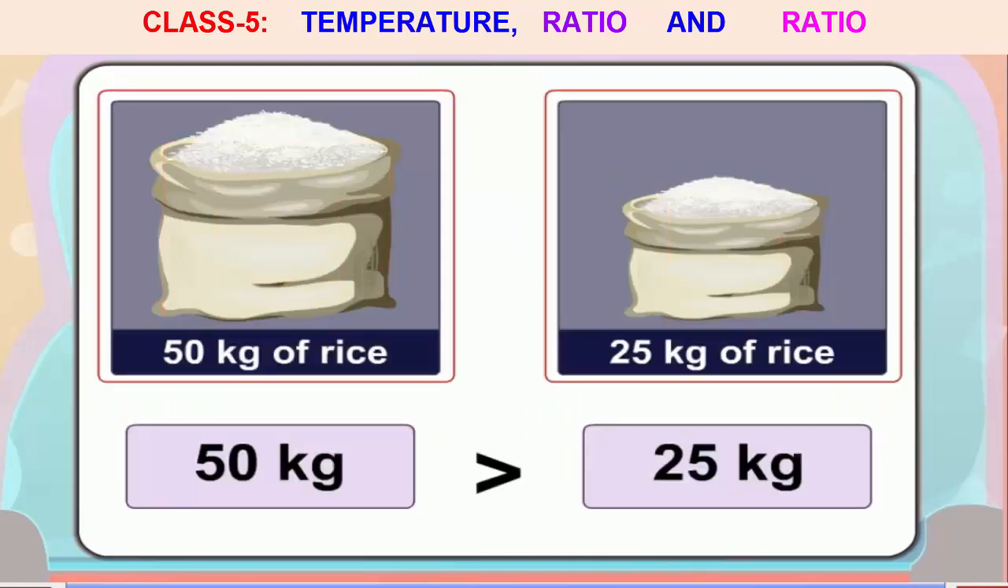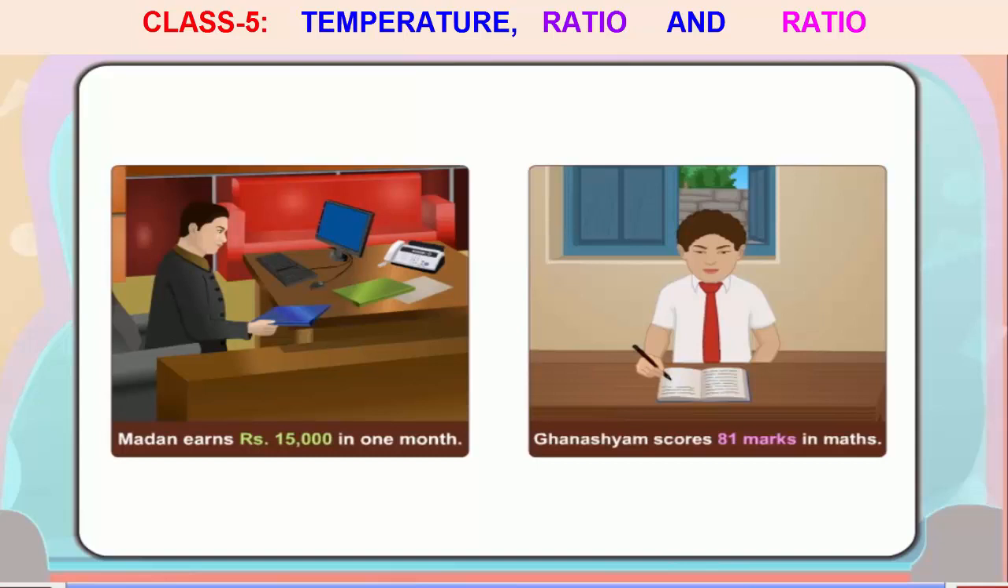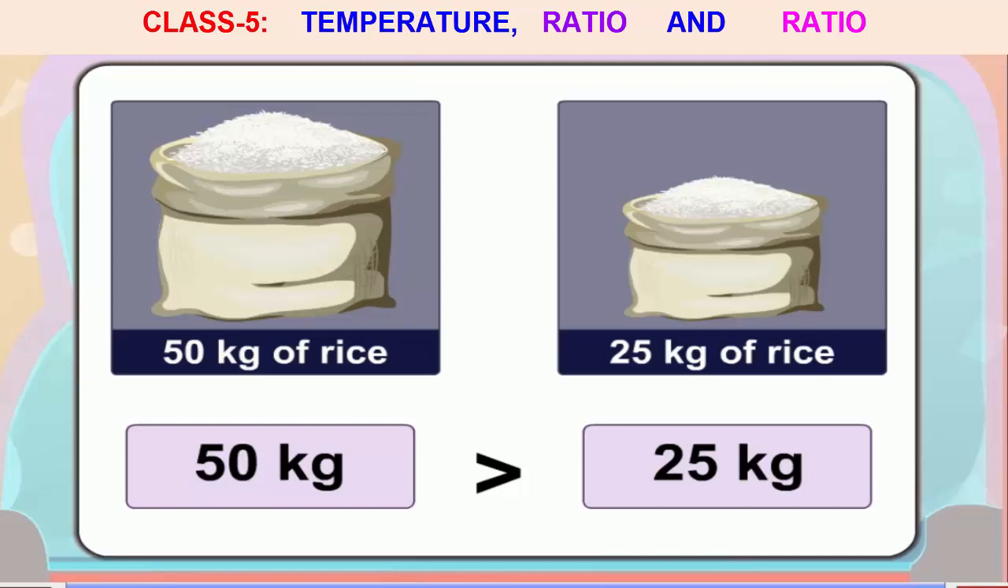It is because both the sacks of rice are measured in the same unit or quantity, that is, kilograms. So, they can easily be compared. But the amount of money is measured in rupees while the score is measured in numbers. They are two different units of quantities. So, we cannot compare them. So, when we compare two or more things, they must be of the similar unit or quantity.